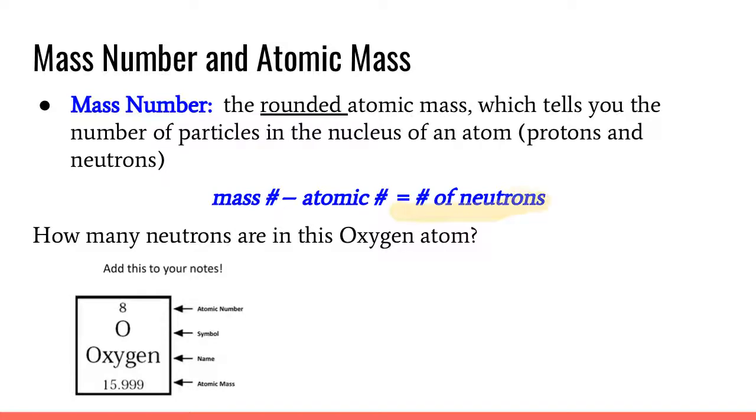So we want to know how to find that. In order to do that, it's pretty simple. What we want to figure out is how many neutrons are in this oxygen atom. Okay, so we have an atomic mass. We want to round that to get the mass number. So I'm going to write down 16. And then you subtract the atomic number, which is listed up here, minus 8. When I do that, I end up with 8 neutrons. So it's that simple to calculate your number of neutrons.